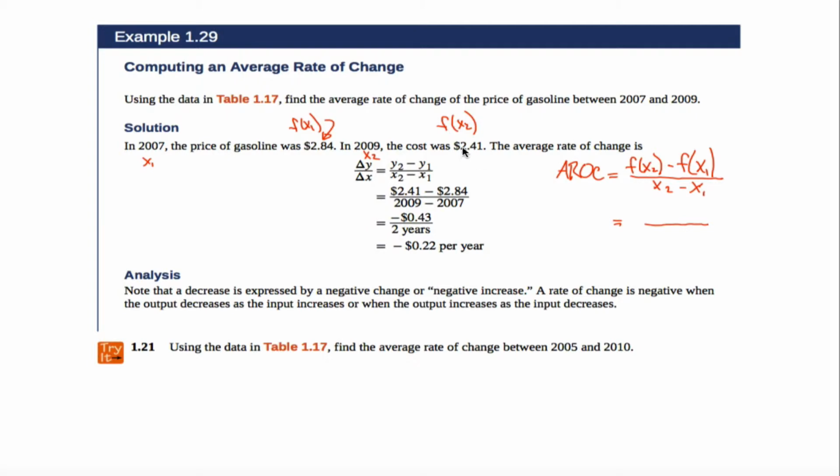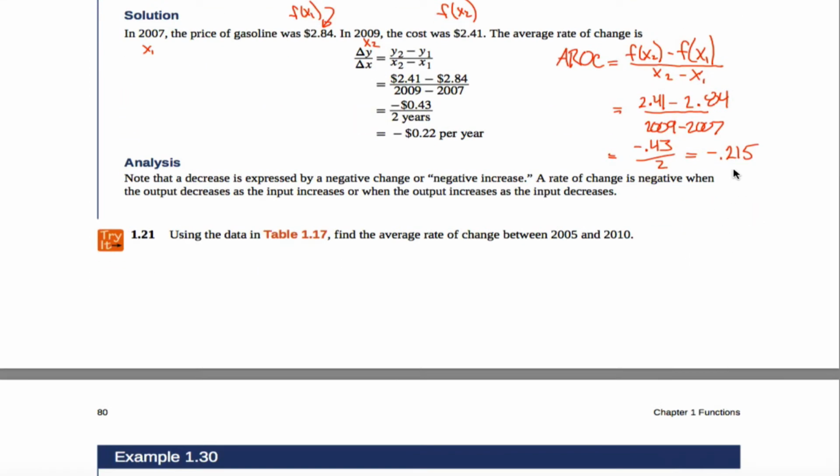So if those are the decisions I make, then I have 2.41 minus f of x1, which is 2.84. And I want to divide that by x2, which is 2009, minus x1, which is 2007. And you do a little bit of math here, you get negative 0.43 over 2, which equals negative 0.215. They rounded it off here because they chose to round it to the nearest cent, but I'm not going to. I'm going to leave it like this. I think this is a better answer.